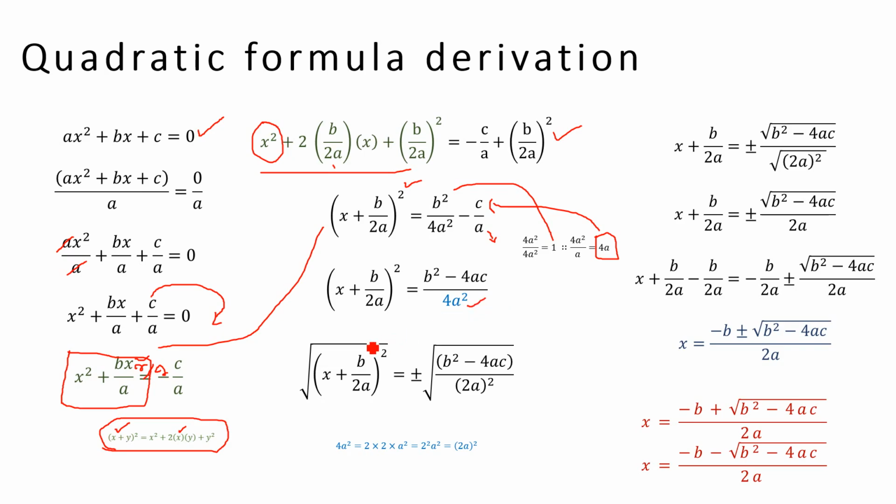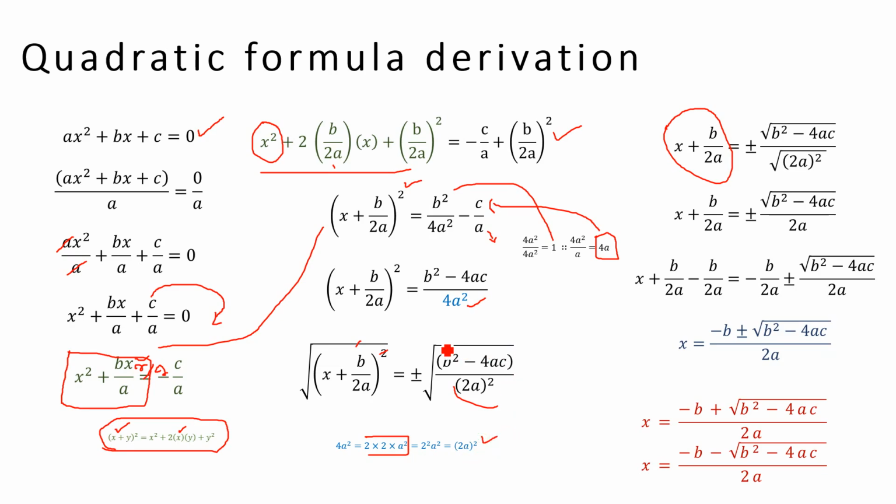Now taking the square root on both sides of the equation, the square and the square root will cancel out with one another, and we will have x + b/2a = ± √(b² − 4ac) / √(4a²). The 4a² term here, if we write it as 2 times 2 times a², will become 2²a², and then we can write this term as (2a)².